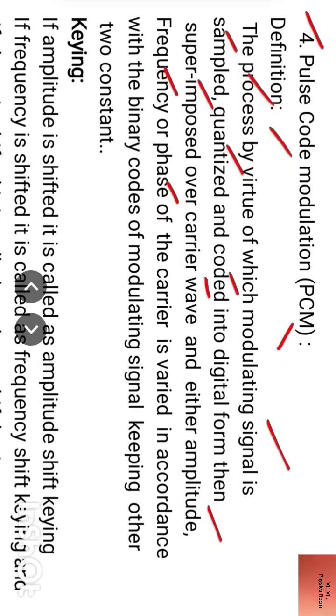I repeat, the process by virtue of which modulating signal is sampled, quantized and coded into digital form, then superimposed over carrier wave, and either amplitude, frequency or phase of the carrier is varied in accordance with the binary codes of modulating signal, keeping other two constant, is defined as pulse code modulation.